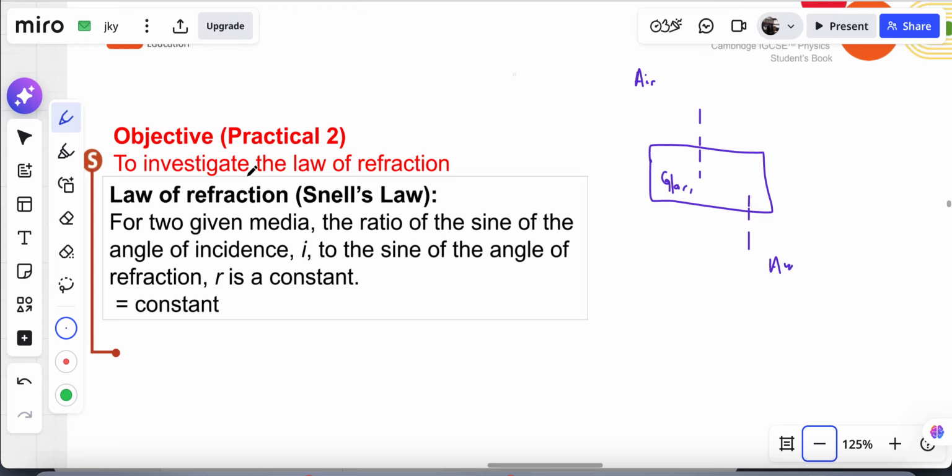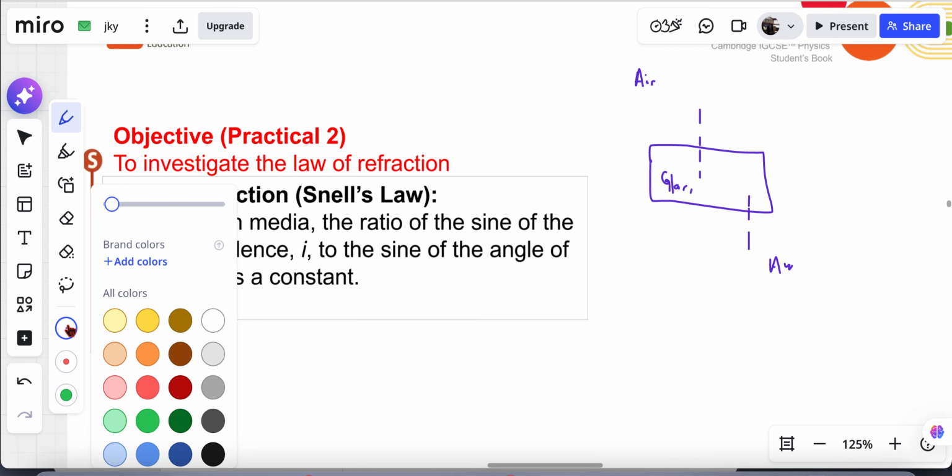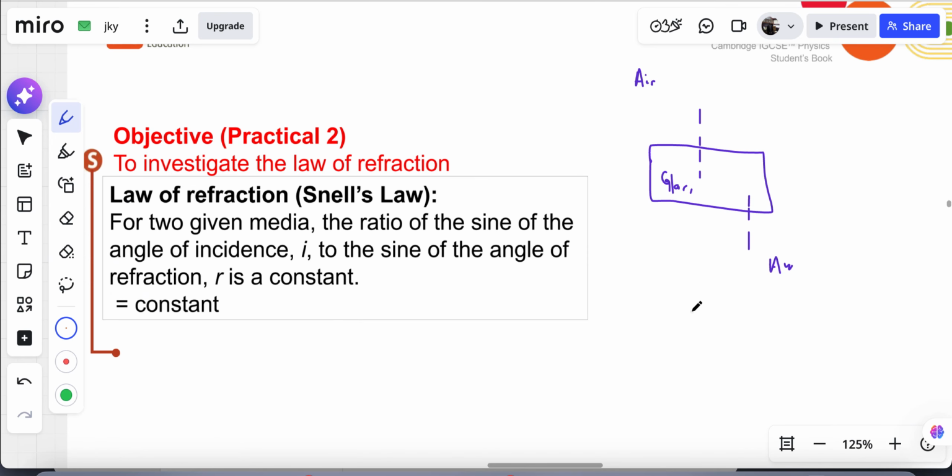A ray of light that is coming from here is incident. This is the difference between refraction and reflection. If it were reflection, it would have gone this way. This one will bend because it's coming from an optically less dense medium to an optically denser medium, so it bends towards the normal.